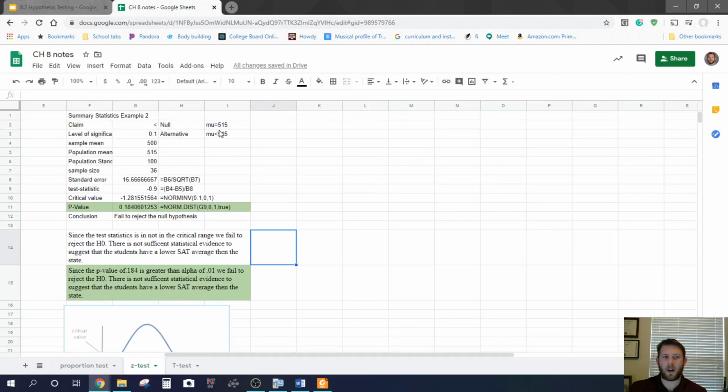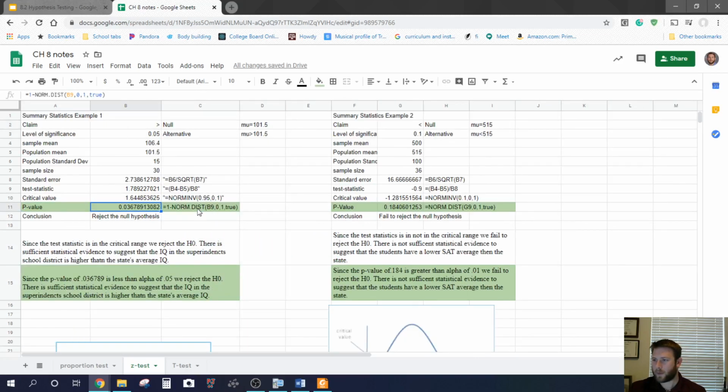Summary, here's our null and alternative, all the information from last time. Now this time, because it's less than, if you're using Google Sheets, the difference between this time and the last one is that you are not doing 1 minus. Last time we did 1 minus because it was greater than. But because it's less than, we don't need to worry about that.